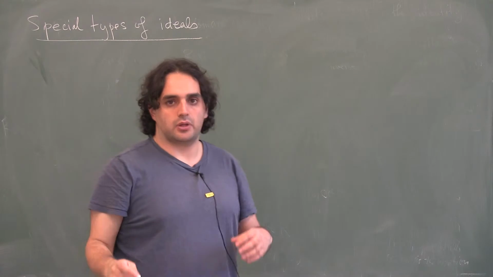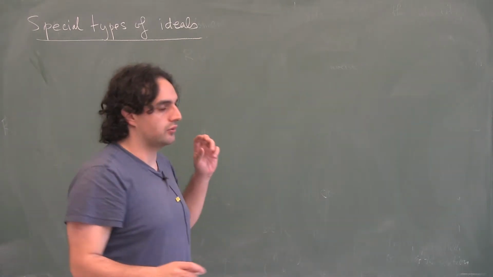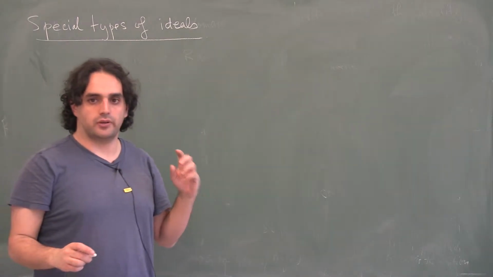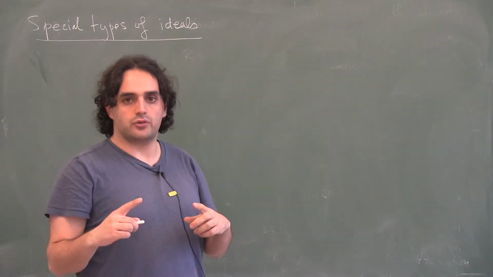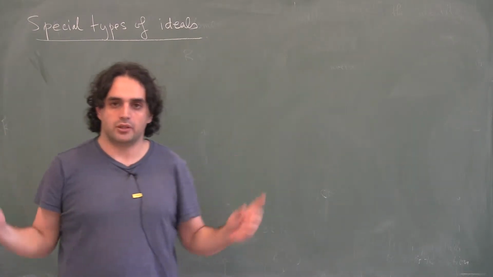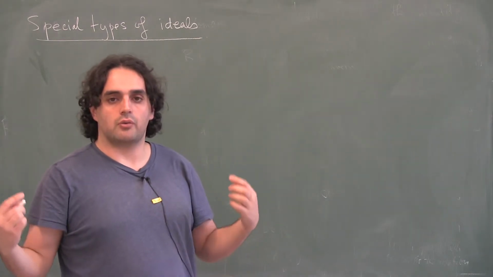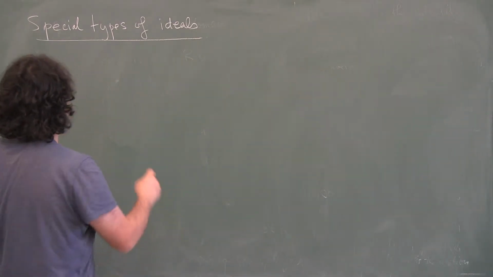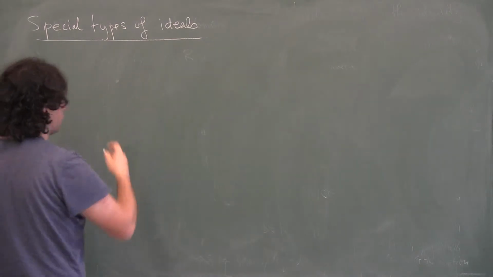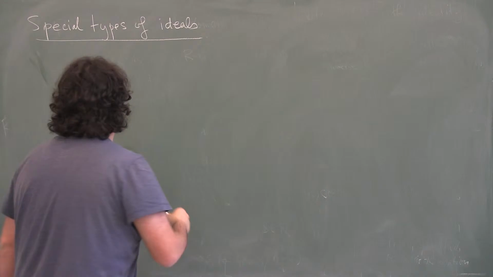So we have seen some special types of elements in a ring. Now I would like to talk about some special types of ideals, and then to tie those two notions together. Already when we discussed irreducible elements, I mentioned how we would also have prime elements, and that notion would come from the notion of prime ideal. Okay, so I want to define for you prime and maximal ideals.